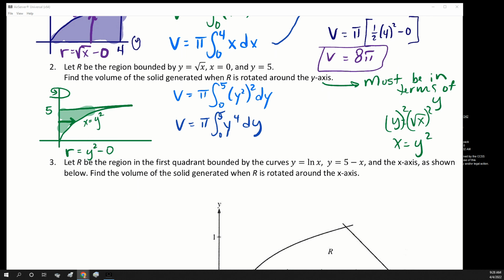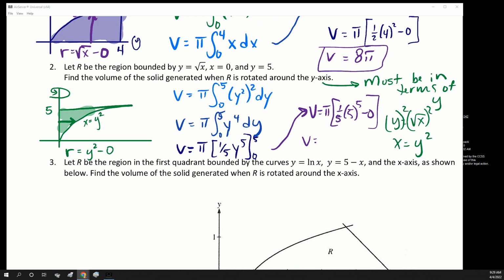All right, so here we go. We are going to add 1 to the power and divide by our new power. And we're going to plug in 0 and 5. And I know I'm going super fast, but we're running out of time. So 1/5 times 5 to the 5th, and then minus 0. So that's going to be 625 pi.